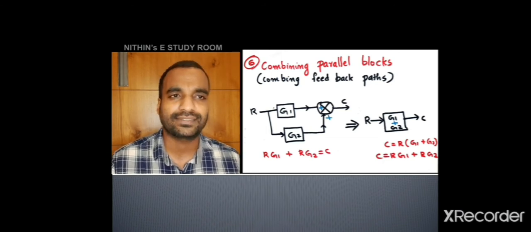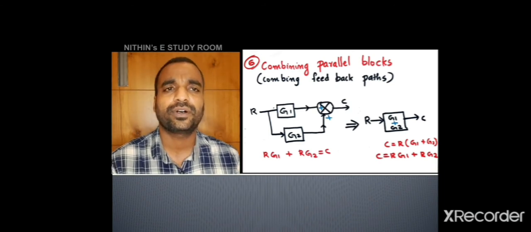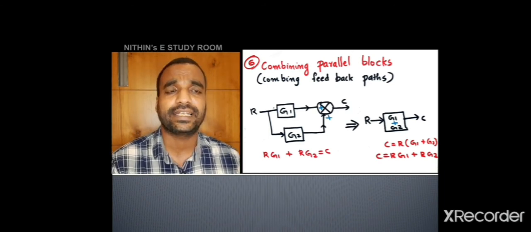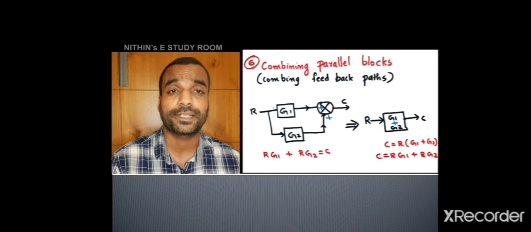Both the output answers are the same. C is the same in both cases. So what you have done is replaced the parallel connection with a summing effect. G1 and G2 are parallel paths or feed forward paths. You can replace that with G1 plus G2.